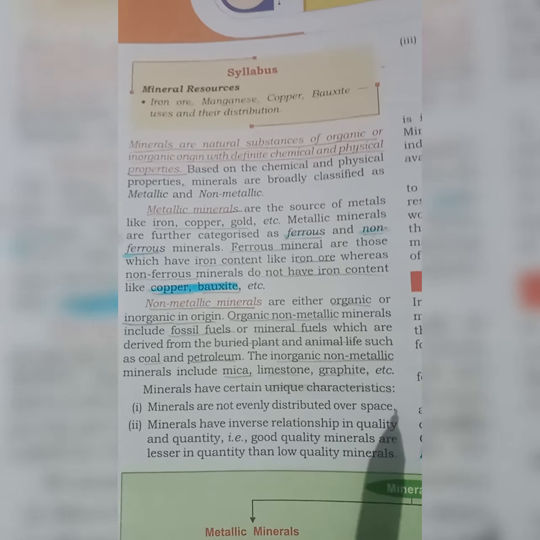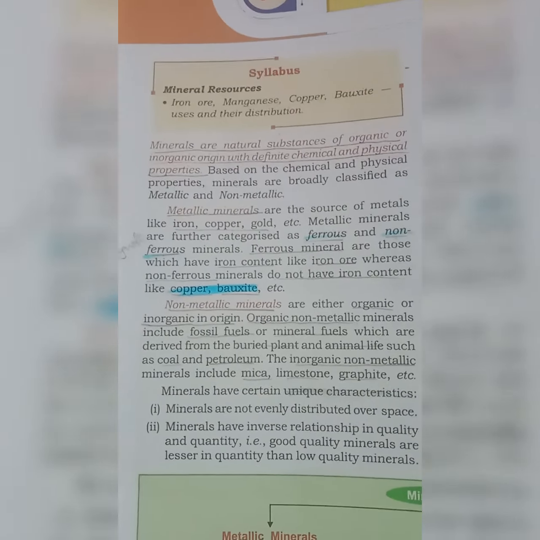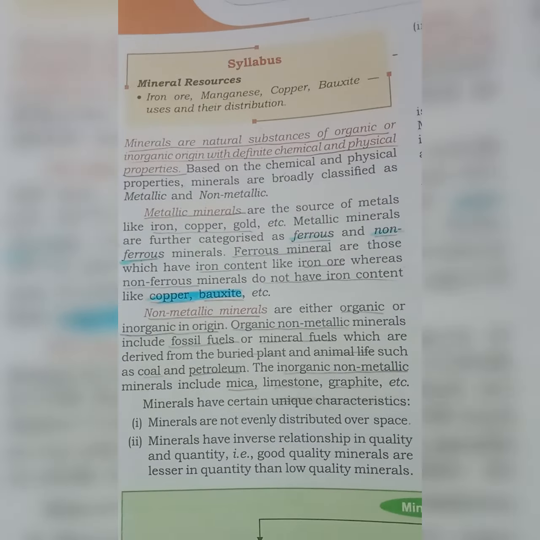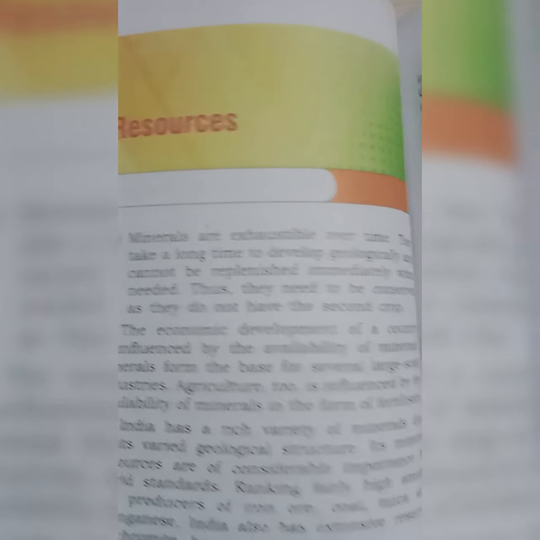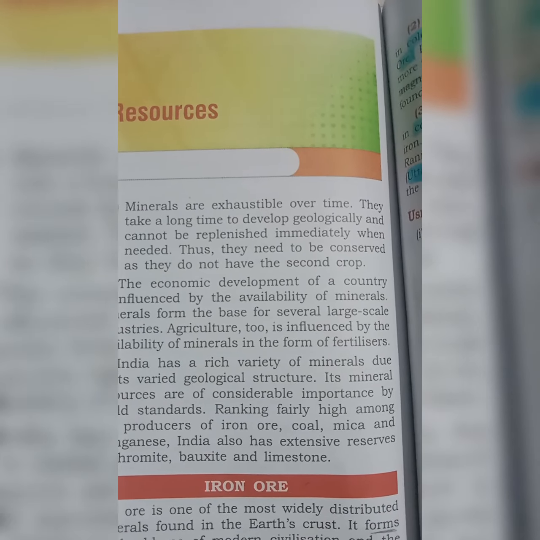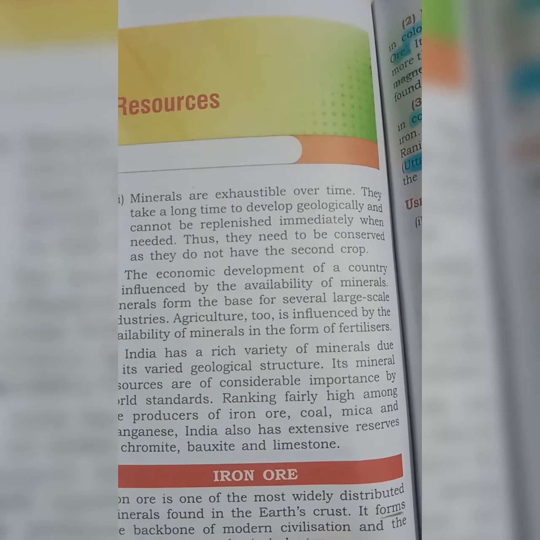Minerals also have certain unique characteristics. They are not evenly distributed over India. If the quality is good, the quantity will be less, and if the quantity is more, the quality will be less. So quality and quantity are not directly proportional; they are inversely proportional. These minerals are exhaustible and non-renewable. Some may be in excess, some may be in shortage.